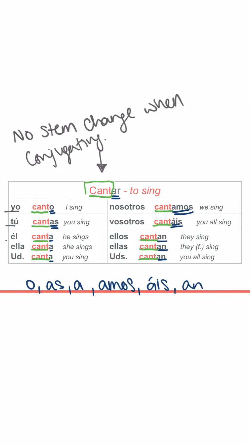So we can do it together again here, right? We have o, as, a, amos, áis, an. If you are able to remember this little melody, it will not only help you with this chart, but it'll help you with future charts too. I would really practice singing that, all right? O, as, a, amos, áis, an. For every single AR verb that we encounter, these will be the endings. How lucky. Okay, so let's continue.